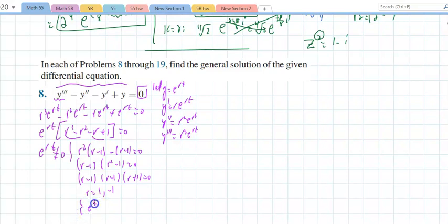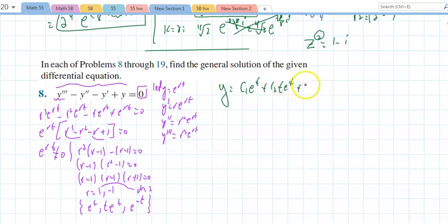I get e to the t, e to the t, e to the negative t. And remember to make those linearly independent. Since this has multiplicity 2, I multiply that by t. And the general solution is y equal c1 e to the t plus c2 times t e to the t plus c sub 3 e to the negative t. And there it is. That would be my general solution for this problem.